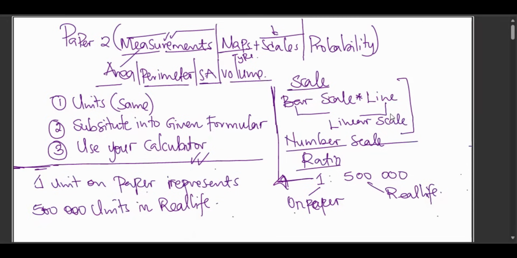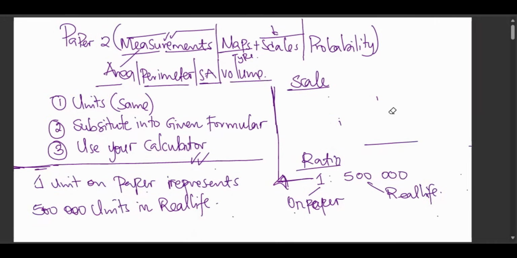Anyway, this was a revision a little bit, knowing what you'll expect in paper 2. Measurements, maps and scales, probability. Okay, under maps, what else do you expect to see? We shall know how to deal with distance. How do we use the scale when we look at distance?